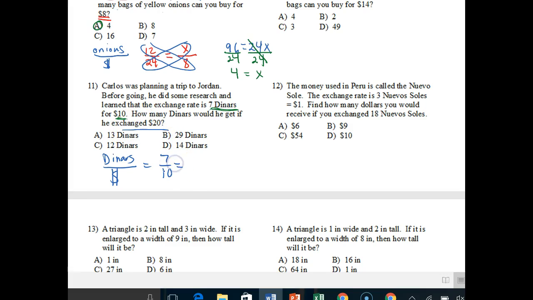So remember, they give us dollars. So because it's dollars, it's going to go on the bottom where dollars are, 20, and we'll put an x right here. So now we'll cross multiply. 20 times 7 is 140, and 10 times x is 10x. So 140 divided by 10 on both sides then. And he will get, for $20, he will get 14 dinars. So D.